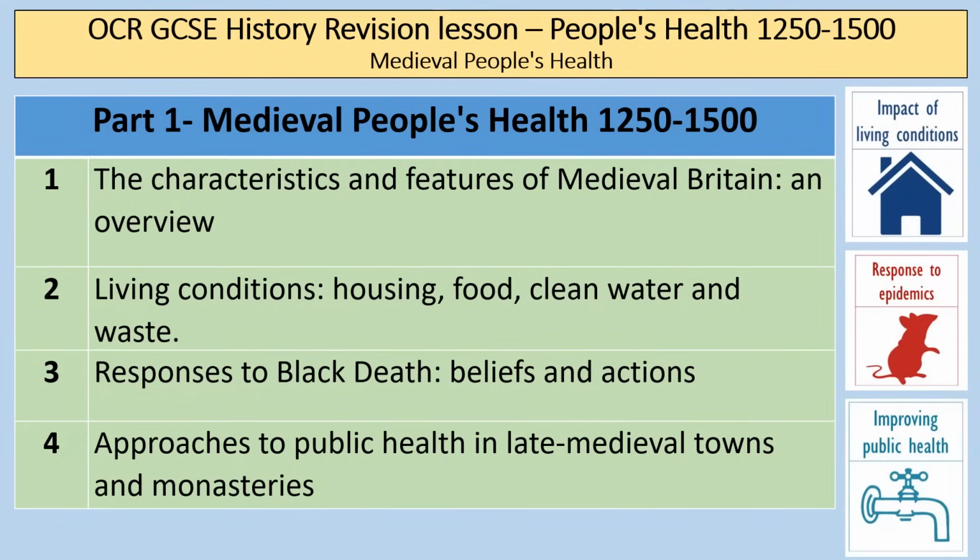So for this topic, there are four main areas for you to know about: the characteristics and features of medieval Britain, living conditions such as housing, food, clean water and waste. They can sometimes be referred to as lifestyles. Responses to epidemics. So the epidemic in this time period is the Black Death from 1348 to 1350. And then approaches to public health in late medieval towns and also monasteries.